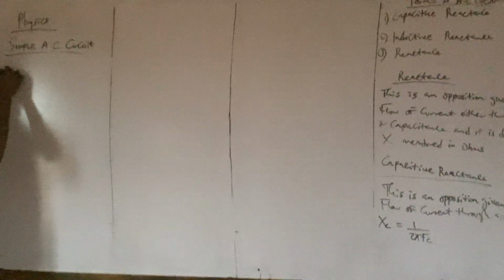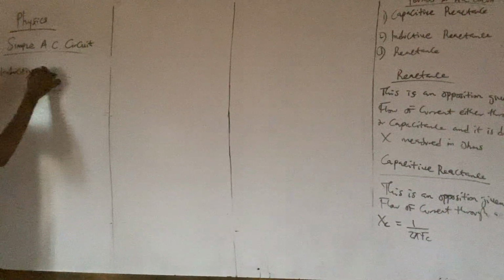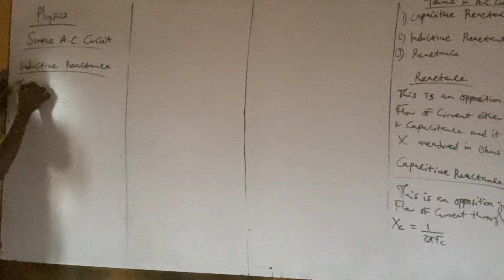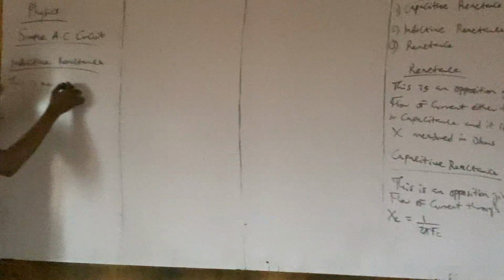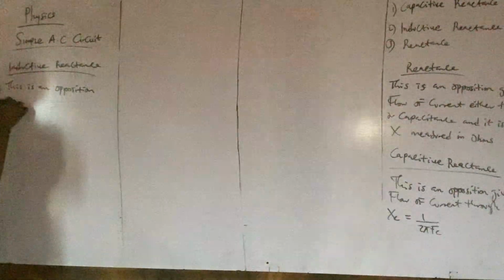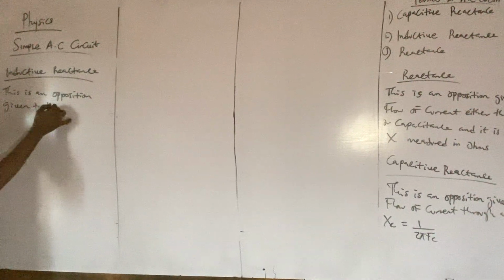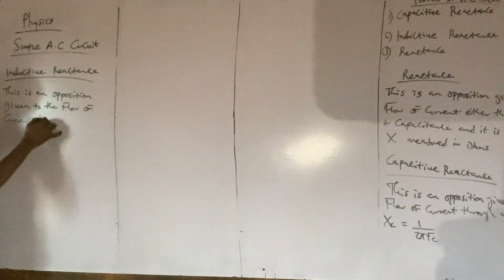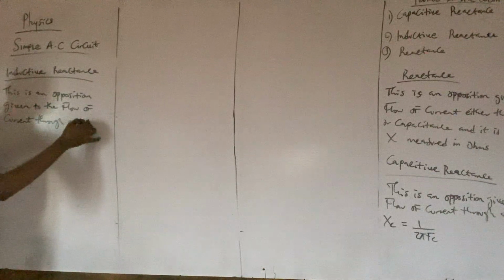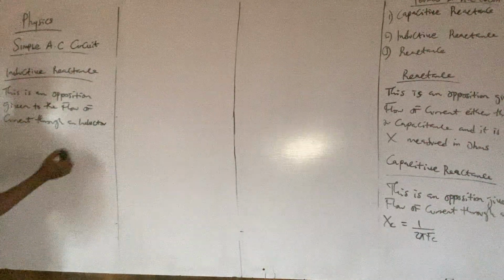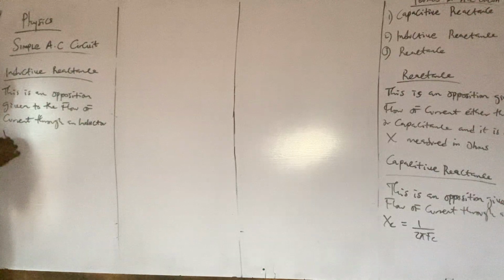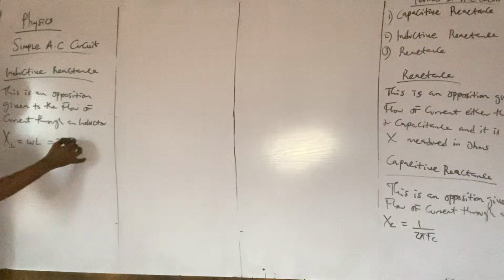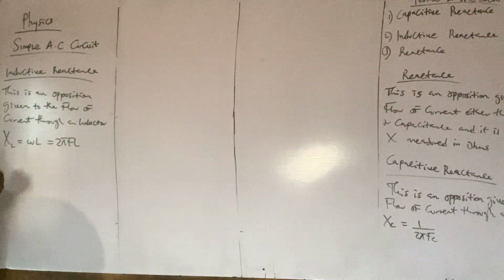Now, inductive reactance. This is an opposition given to the flow of current through an inductor. It is denoted as XL equals WL, and this equals 2 pi FL.